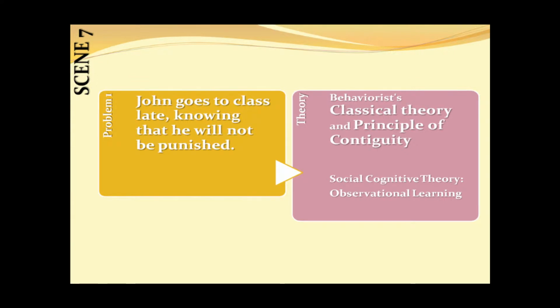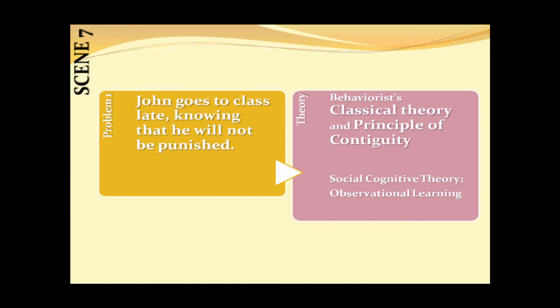According to the behaviorist classical theory, which states that individuals learn to produce involuntary emotional or physiological responses upon a stimuli, and the principle of contiguity, John is conditioned to understand that he will not be punished whenever he is late for Miss Chia's class. Miss Chia has given the students an impression that she does not care about punctuality. She needs to improve on her classroom management and expectations for her students.